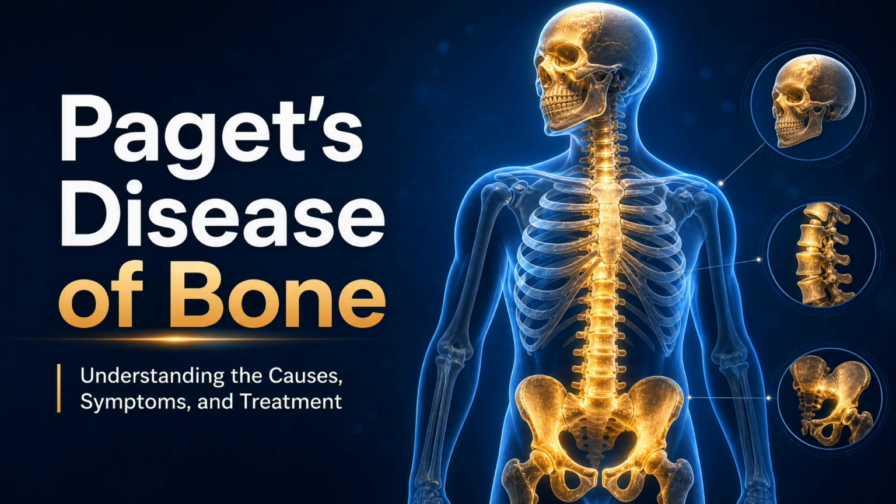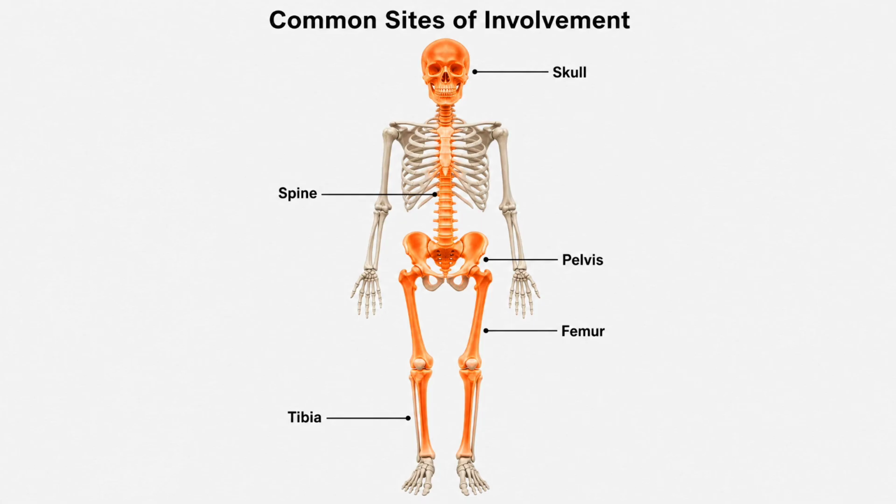The disease most commonly affects older adults and is often discovered incidentally during imaging studies or blood tests. Paget disease can involve one or multiple bones. The most frequently affected sites include the pelvis, skull, spine, femur, and tibia, because these bones bear weight or protect important structures. Complications can significantly impact a patient's quality of life.